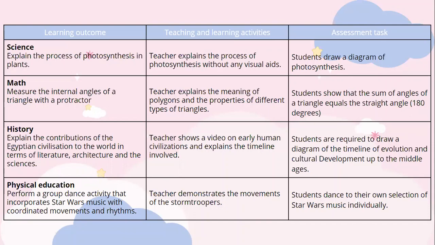Next is an LO in a PE lesson, where students need to perform a group dance activity that incorporates Star Wars music with coordinated movements and rhythms. This is an LO in the psychomotor domain. To achieve this outcome, the teacher demonstrates the movements of the stormtroopers. Do the students imitate these movements? If so, the emphasis on coordination is missing.